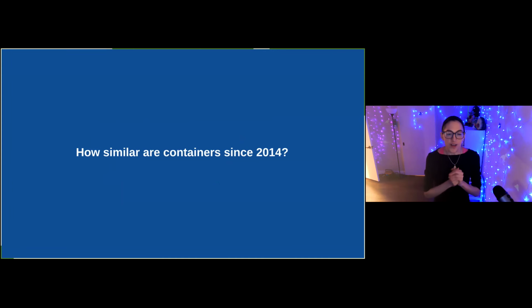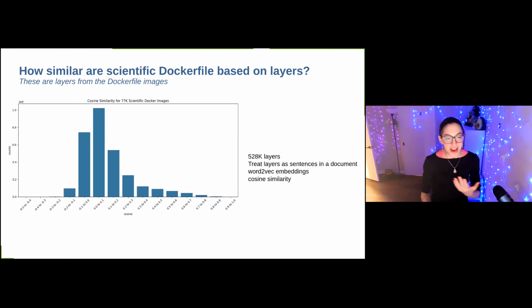Alrighty, so now how similar are containers since 2014? Are we doing experiments responsibly and building them as similar as possible so we're pulling fewer layers?